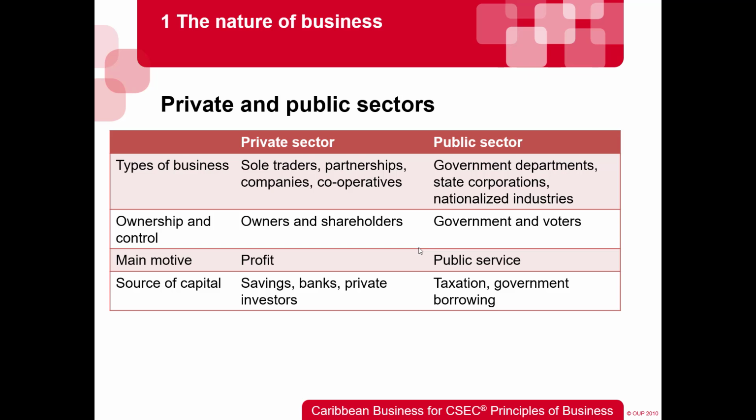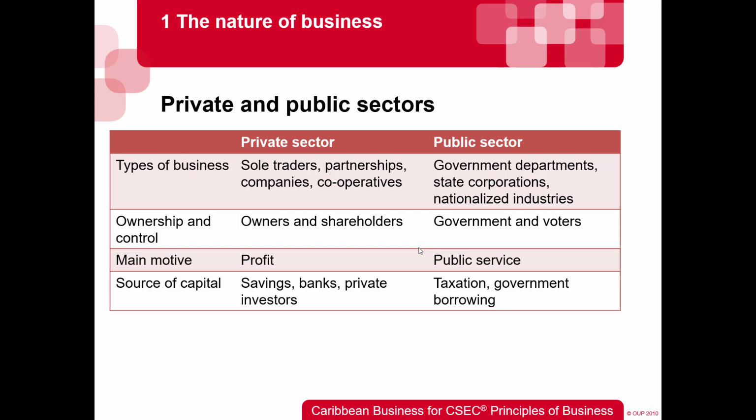Ownership and control, again, private sector: owners and shareholders. They are the ones who own and operate the businesses in the private sector. Public sector: the government and the voters are the ones who are in control, the ones who run the sector. Main motive, again, private sector: the main motive is profit driven. The main aim is to gain profit, make money, not loss. Whereas the main motive of the public sector is to look out for the welfare and well being of the citizens, to provide public services and welfare services, and make sure that everybody has a good standard of living in the country.